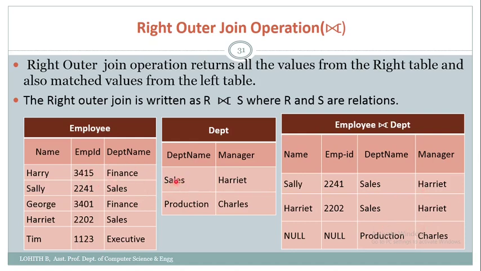All the tuples of the department relation are available here, and only the matching tuples with the employee relation. You can see for the sales department there is a match, that is the second row of the employee tuple. You can see Sally 2241 and the manager is Harriet, and there is one more match for the sales department, that is again Harriet. And for the production department, there is no match, so the corresponding employee name and the employee ID are null here. So this is about the right outer join operation, where all the values of the right table exist. In addition to that, the matching tuples of the left table will be added in the resultant relation. So this is about the right join operation.